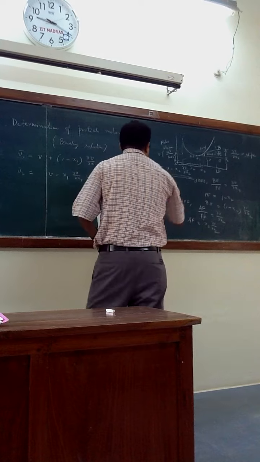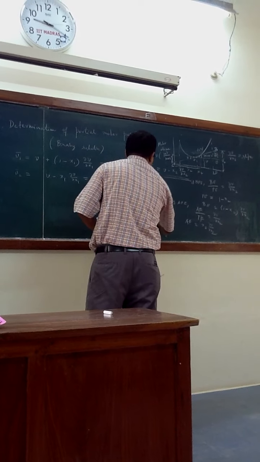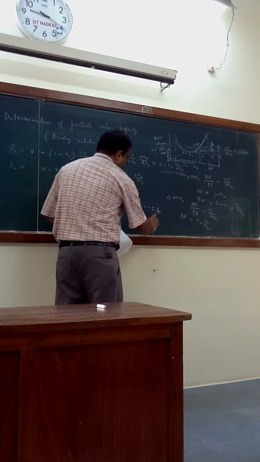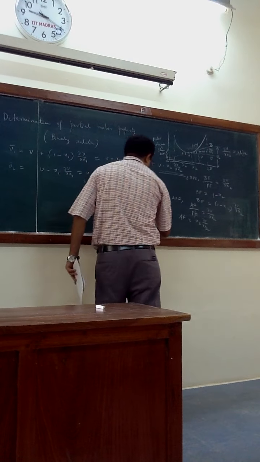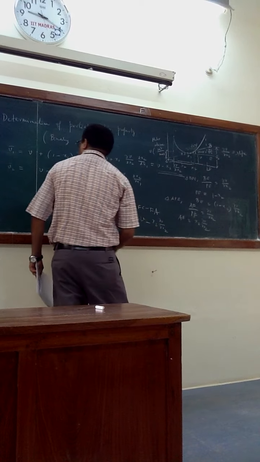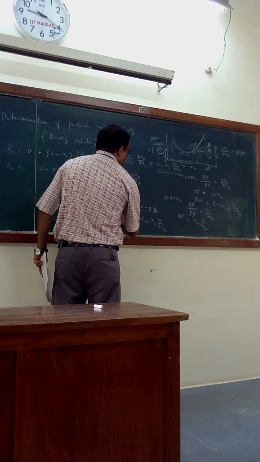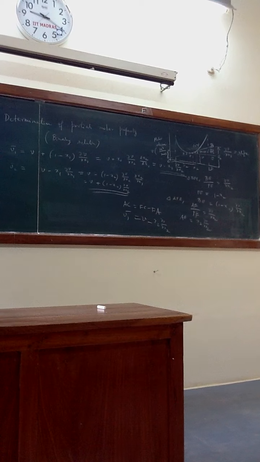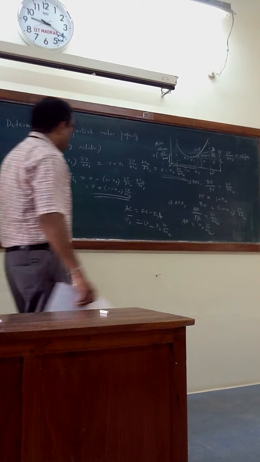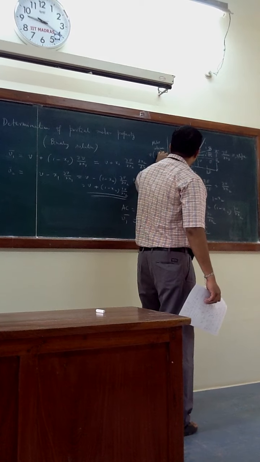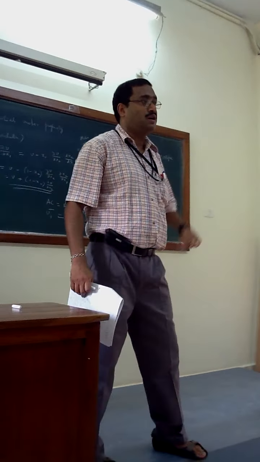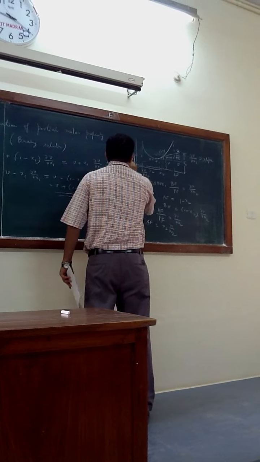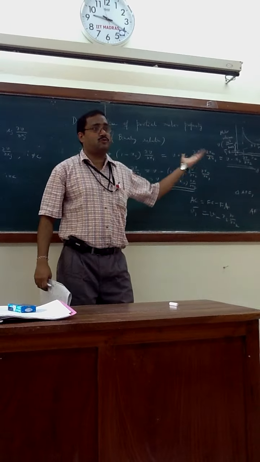What is AC? FC minus FA. What is FC? FC is V. FA is x2 ∂V/∂x2. What are you getting here? Is this V2 bar or V1 bar? V1 bar. What have you got? V2 bar. So this length AC will give you the V1 bar and that will give you the V2 bar, right? So this is the geometry you have to draw, and then that's it.